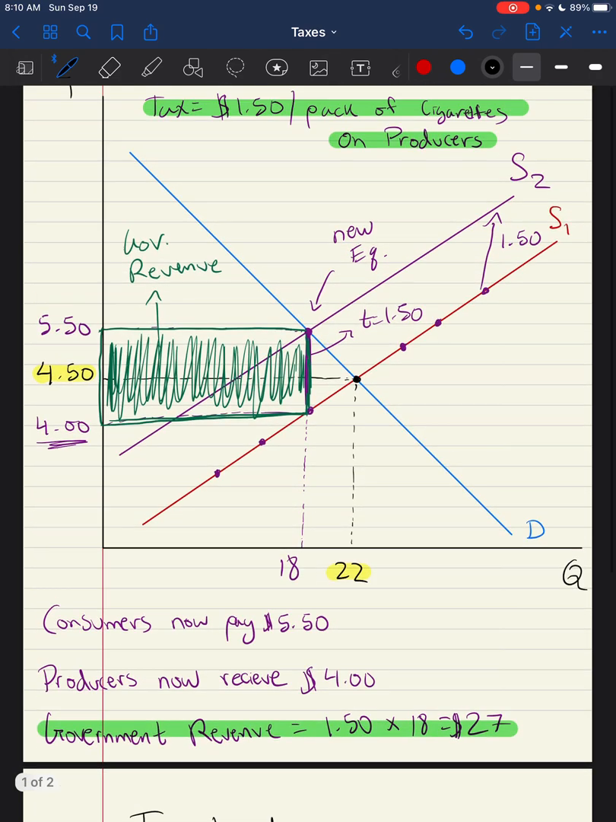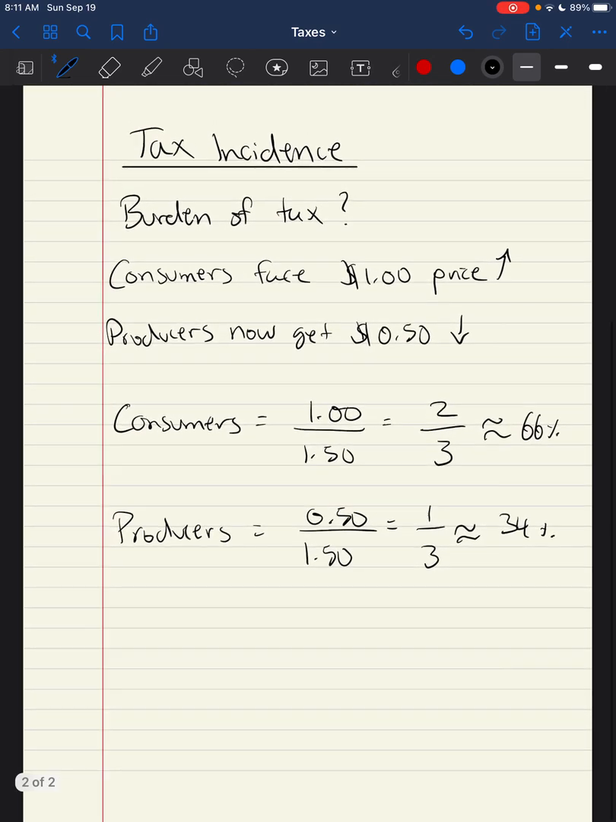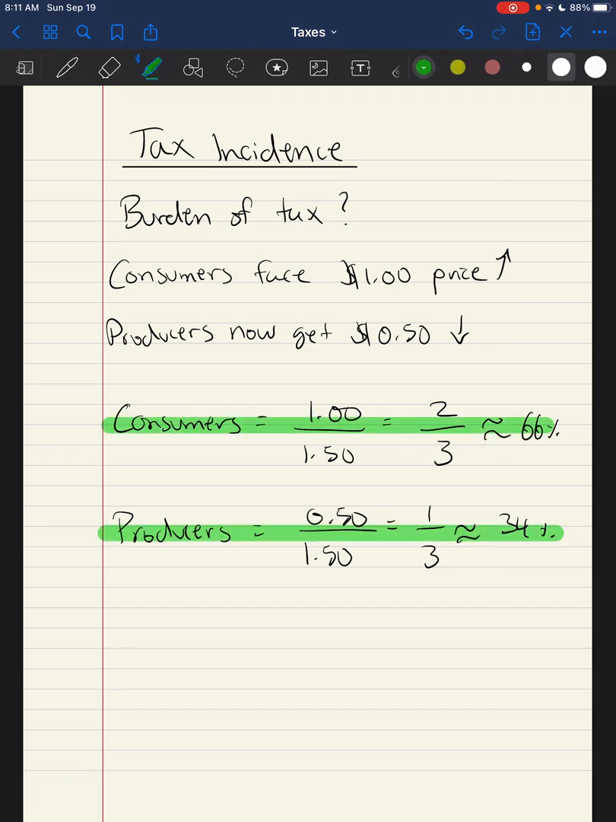We're essentially looking at the graph and seeing the difference between the new equilibrium with the tax and the old equilibrium. What was the price consumers were paying before and what is it now? What was the price producers were receiving for selling these cigarettes before, and what price are they receiving now? That's how we talk about tax incidence, and based on this example, consumers are facing a greater burden of this tax.